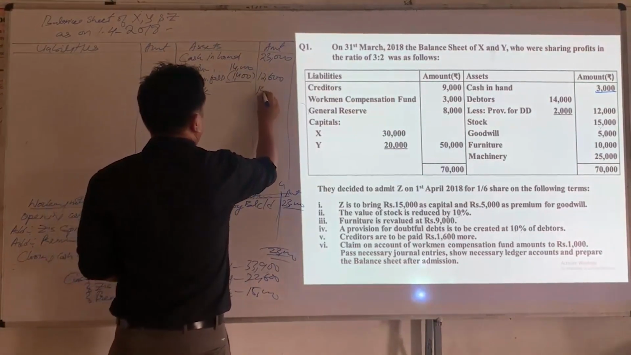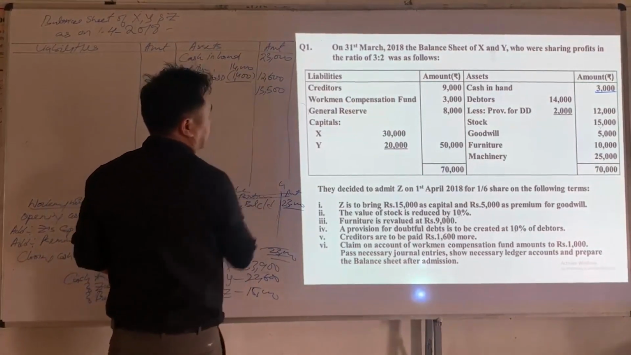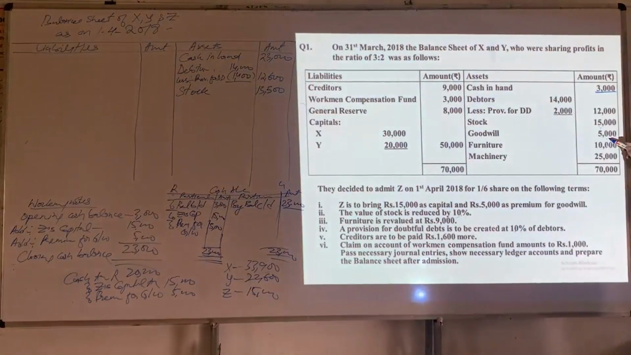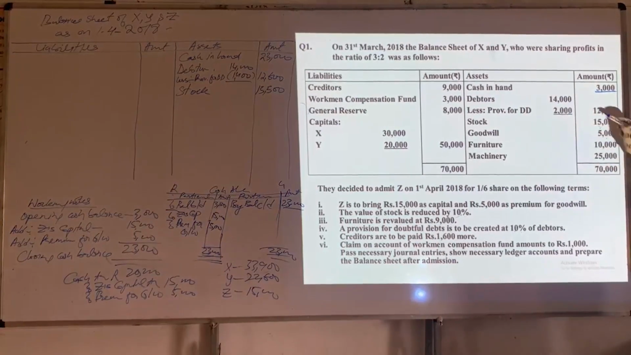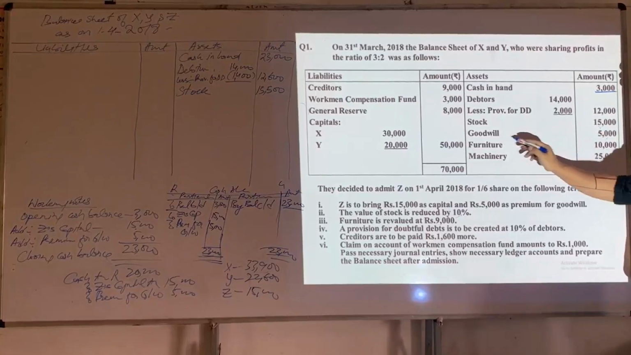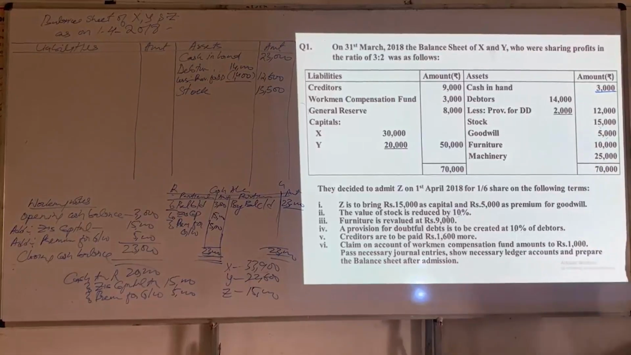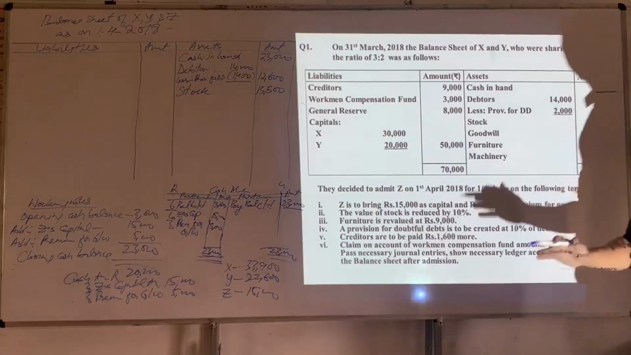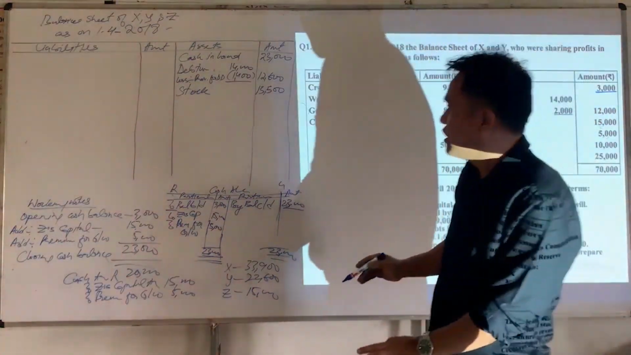So what is the current value of stock? 13,500. Okay. Next, goodwill. Since goodwill is written off among all partners in their own profit sharing ratio, we can't show goodwill in the new balance sheet on the asset side. Is that clear for you? Why can't we show goodwill on the asset side of the new balance sheet? Since it is already written off among all partners in their own profit sharing ratio.